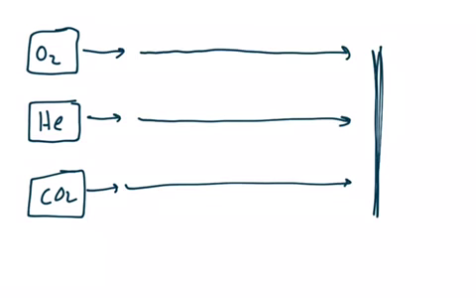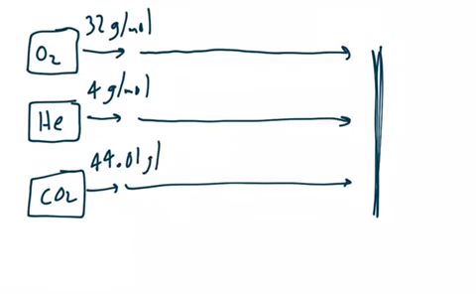Now, because these gases have different molar masses, they don't get to the back of the room at the same time. Who do you think is going to get there first? And who do you think is going to get there last? Well, the answer to that is find out their molar masses. Earlier we mentioned oxygen is 32 grams per mole. Helium is the second lightest gas known to man after hydrogen, and this one is 4 grams per mole. And if you recall, we had found the molar mass of carbon dioxide to be 44.01 grams per mole.